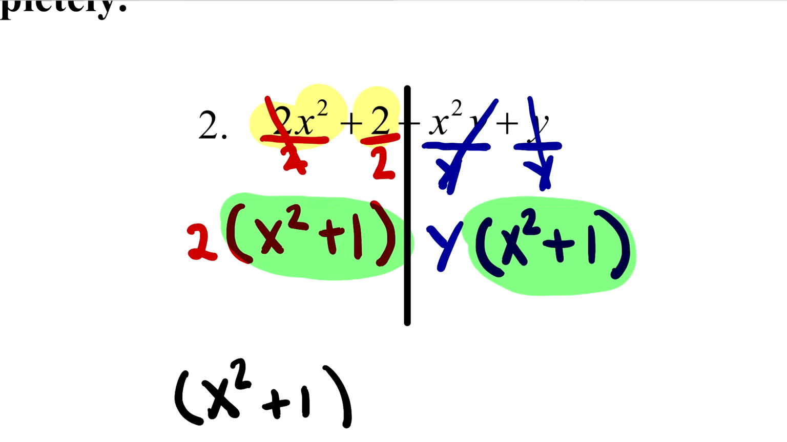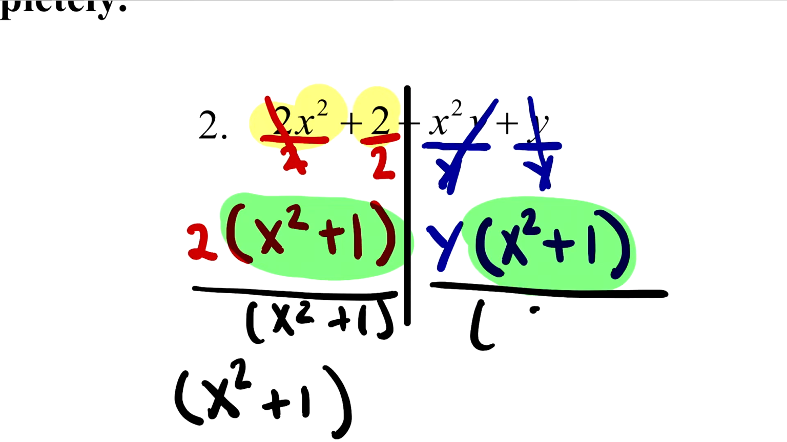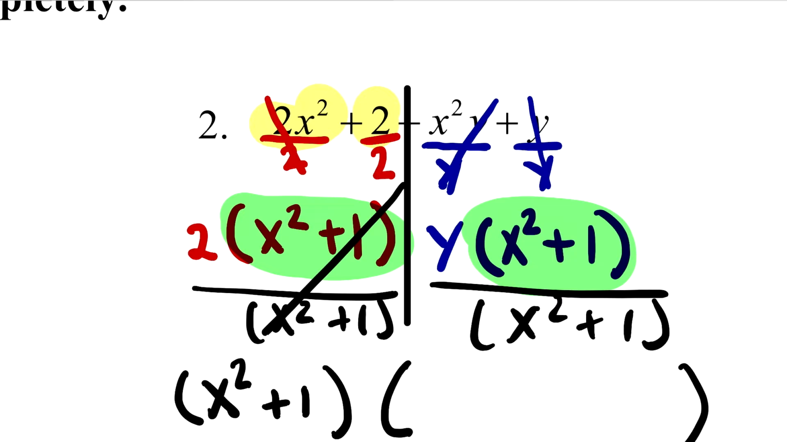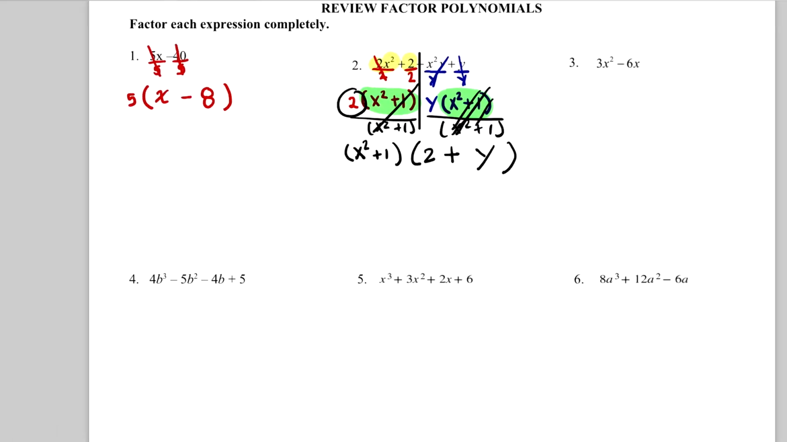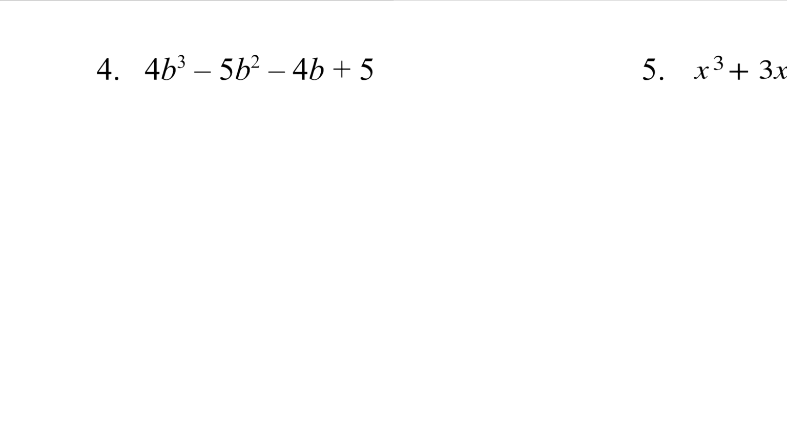So you can basically take it away from each of the sides. If I took it away, then I have a 2 left. And then this is the plus sign. If I took it away on this side, then I have a y left. So therefore, we get x squared plus 1 times 2 plus y. Great job. Here's another 4-term problem.